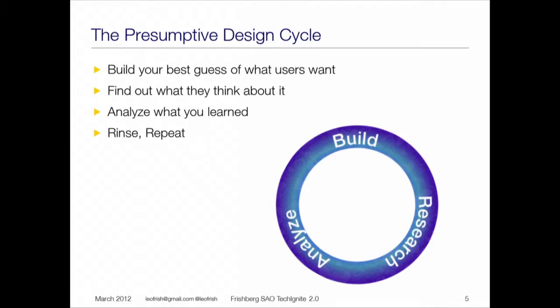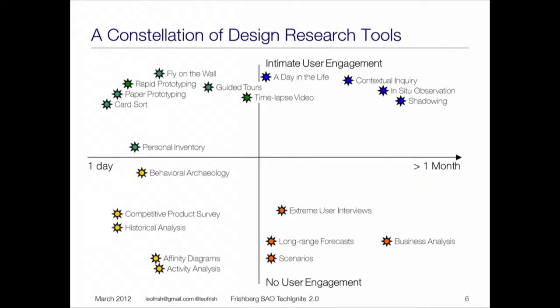So presumptive design is just one of many different user experience design research tools in this constellation. The x-axis is time. Some of these can take minutes, others can take months. And the y-axis is user intimacy. The lower you are, the less involved you are with the user. Presumptive design is in the upper left quadrant and is a very fast and intimate process. So let's get into it a little bit. How does presumptive design work?